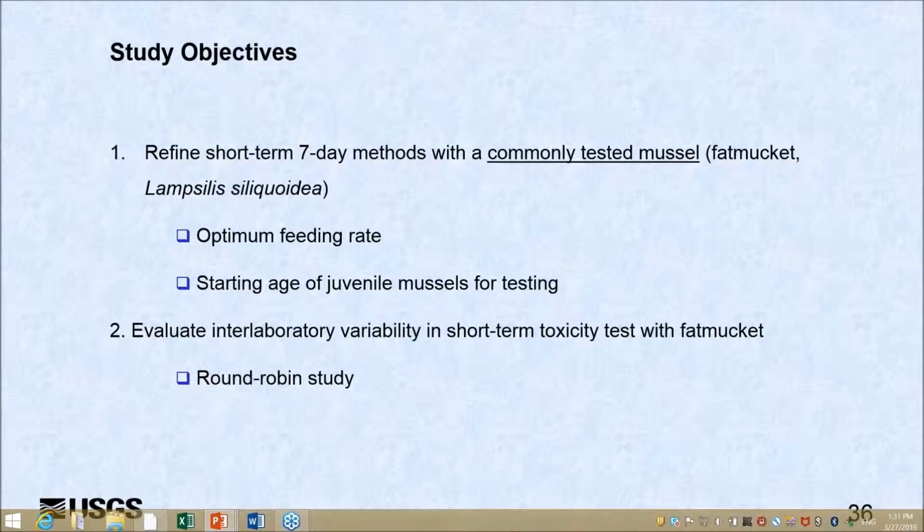So in the past 2 years, we worked with EPA Region 5 and EPA Duluth to refine the 7-day test method with the common test species, which is the fatmucket. First of all, we try to find the best feeding rate for survival and growth. Then we also want to see what age of juvenile we can start the study with. When we do a standard effluent test with Ceriodaphnia, the requirement is you have to use less than 24-hour-old Ceriodaphnia, or less than 48-hour-old fathead minnow, to start testing.